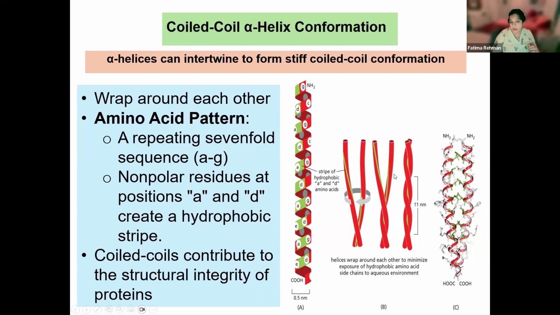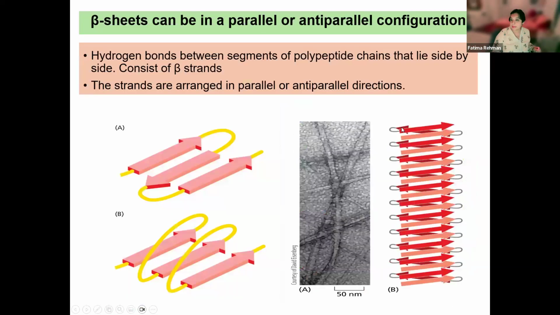So coiled structure will contribute to, again, the structural integrity of the protein and can also help maintain structures of cells through them, because these are going to be very stiff and very structurally inert areas of those proteins.